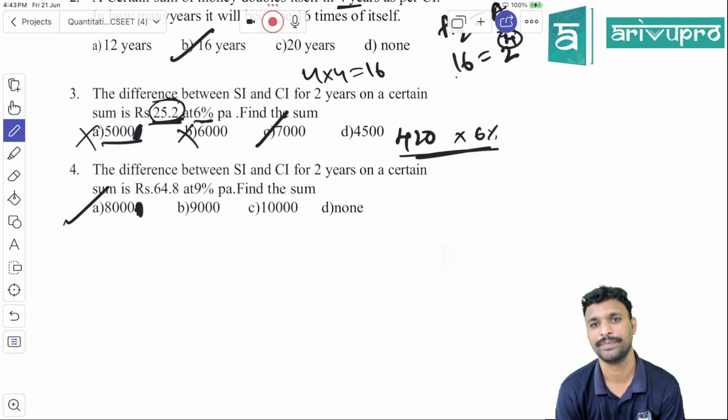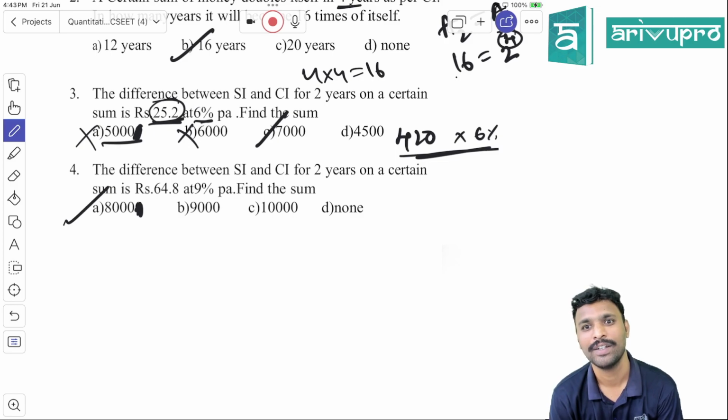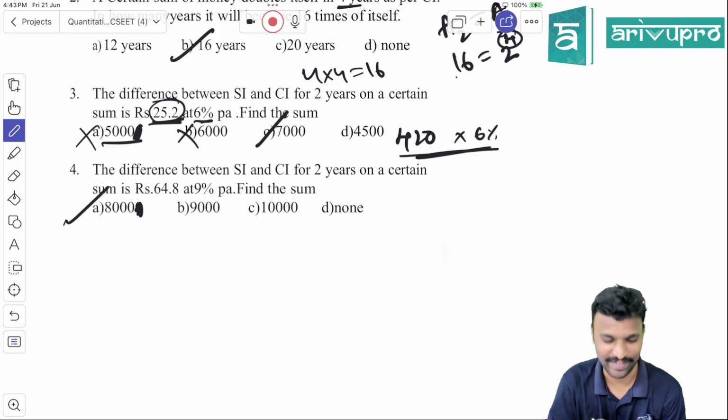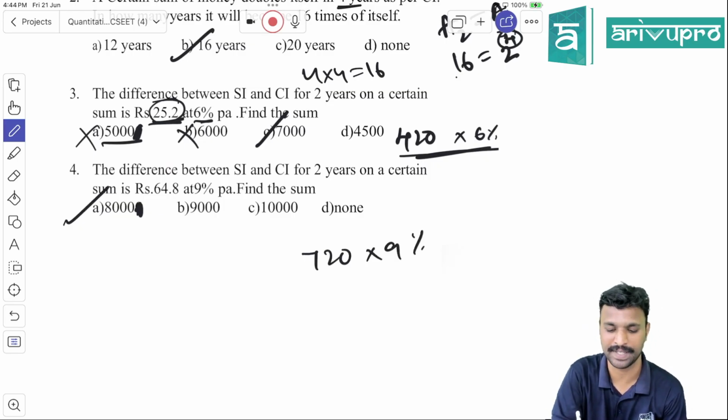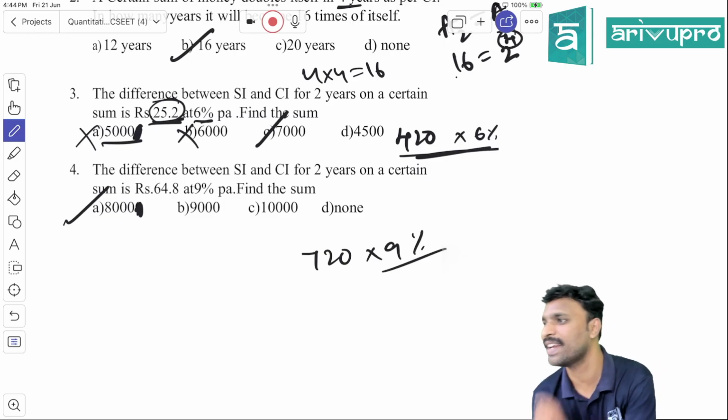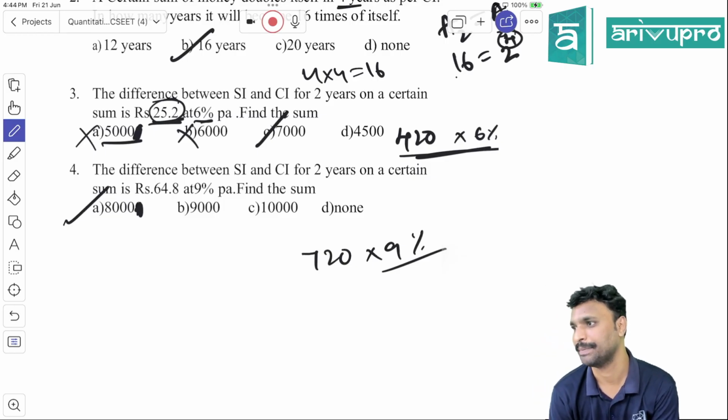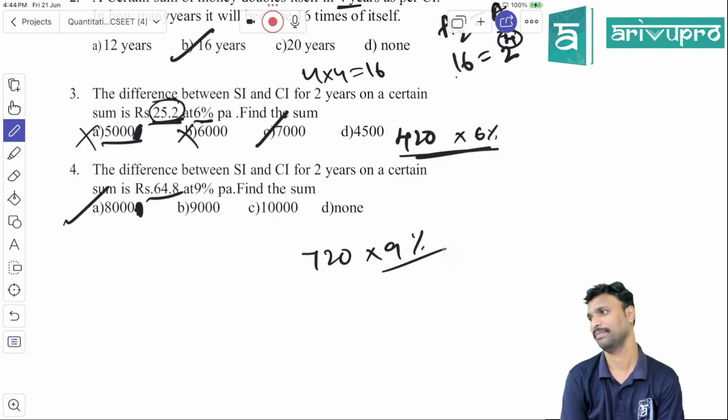SI for 1 year. How much? 720. 720 correct. Now how much percent? 9%. 700 at 9% is 63. Now 20 at 9% is 1.8. 63 plus 1.8 is 64.8.